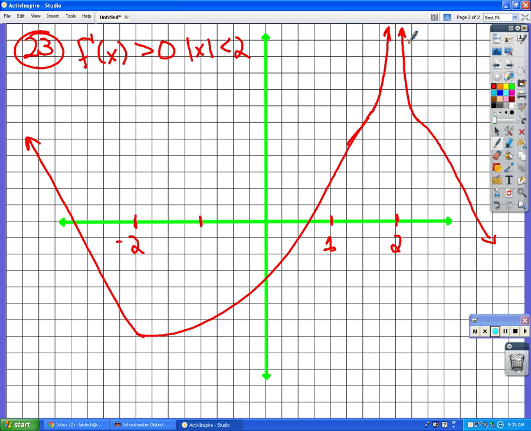Okay, and then the second derivative is greater than 0 if x does not equal 2. So this is out, and everywhere else the second derivative is greater than 0, which means everywhere else it is what? Concave up. And this is pretty much concave up already. Might need to change this a little bit to make it concave up. And then we're good. Is there more? You good? Okay.